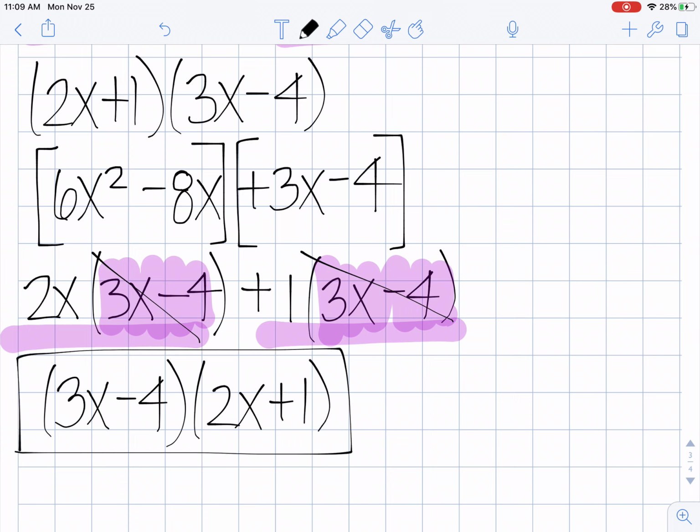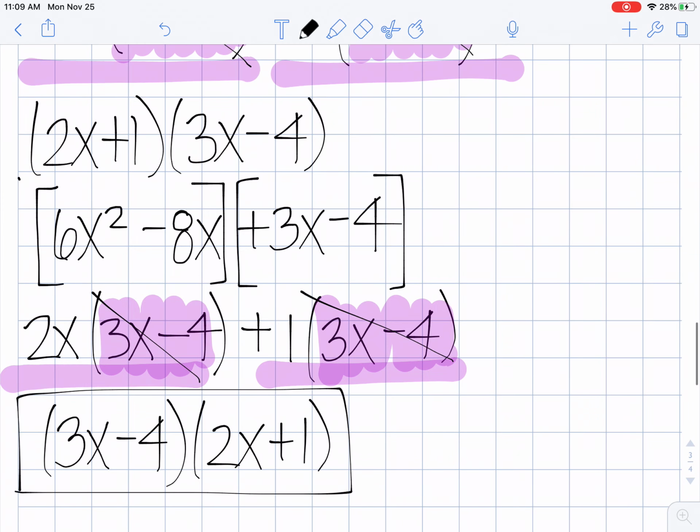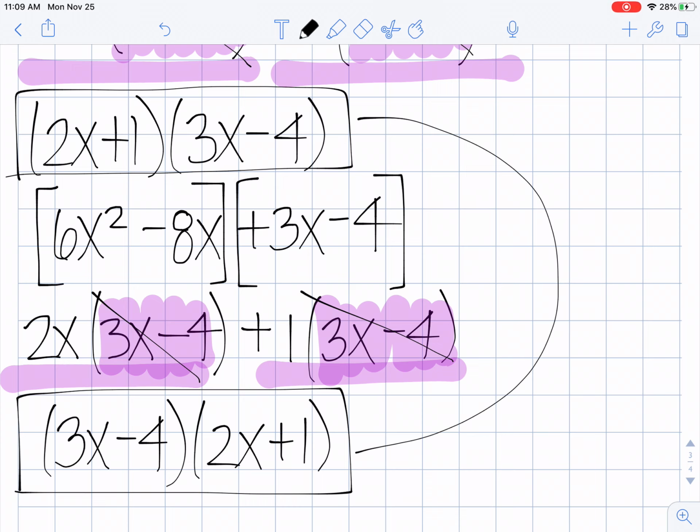So we're looking at this answer and this answer. Again, I'm just multiplying them in a different order, so I still end up with my same answer. My factors are 2x plus 1 and 3x minus 4.